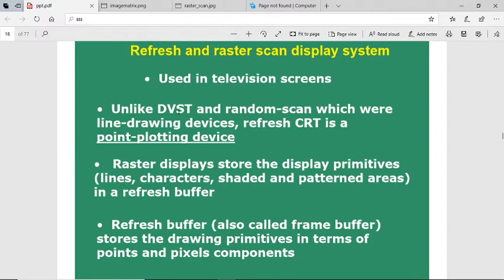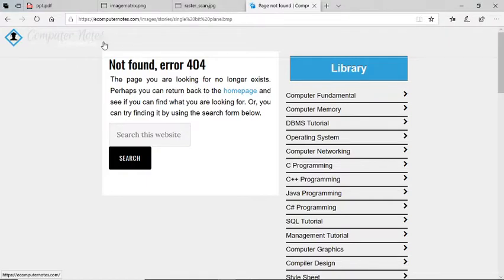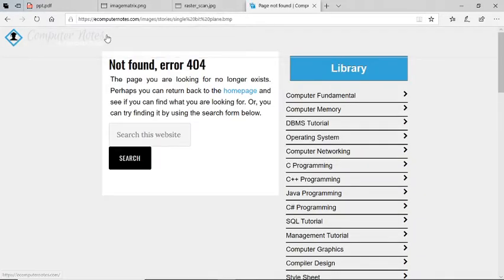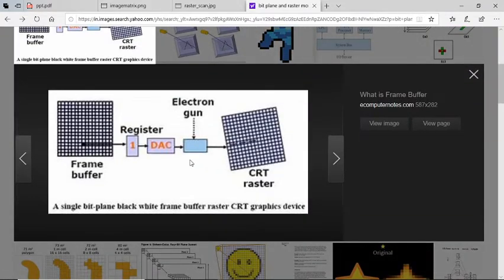Okay, so in raster scan, what happens is something like this. Okay, something happened here. Wait. I can't find the page. Okay, so here you go.